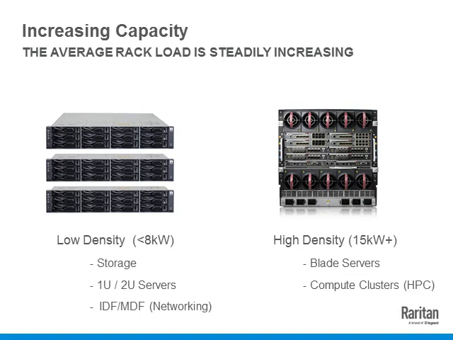But look at the chart today. Fast forward 5 years, we have 8 kilowatts and lower identified as low density, whereas 15 kilowatts and higher as high density. That's quite a shift in the density that we see in the racks.